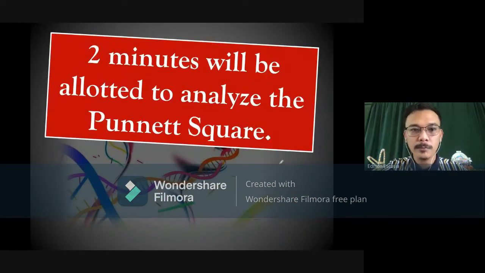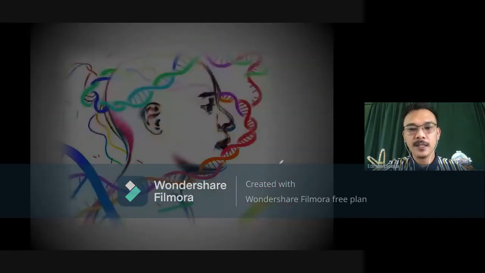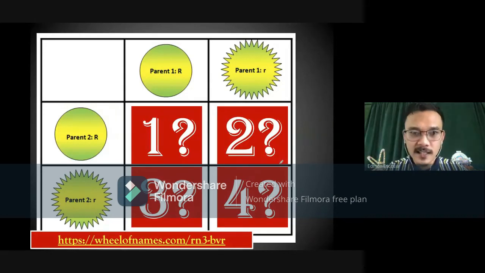Two minutes will be allotted to analyze the Punnett square. You will be given time to analyze, or you may write it in your notebook. The student who will answer will be selected using the random generator. Okay, so let's begin. Just as an example, I'm going to answer the first item. This is the first item as an example.